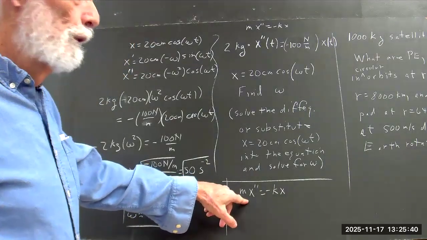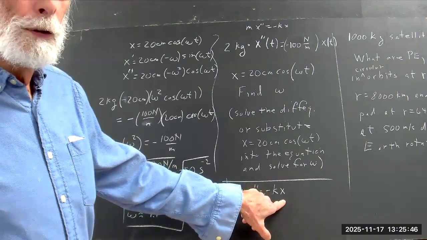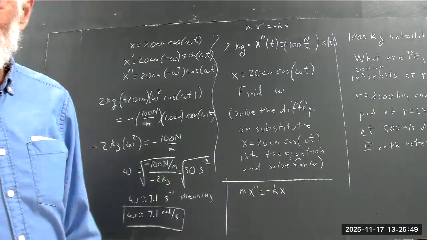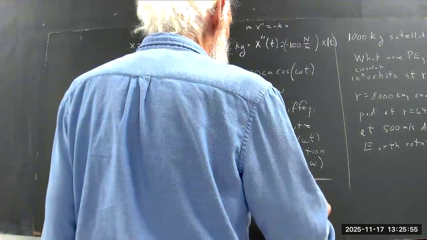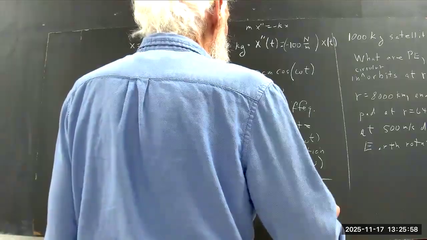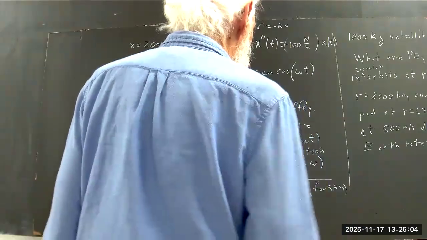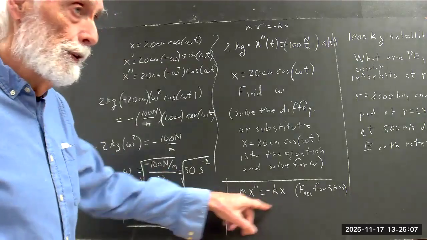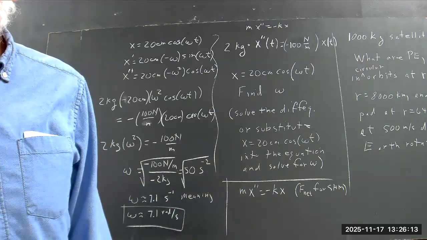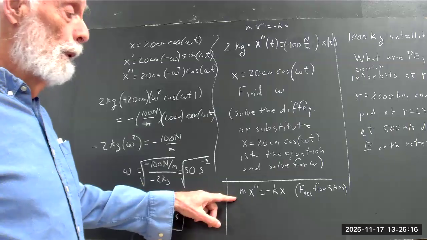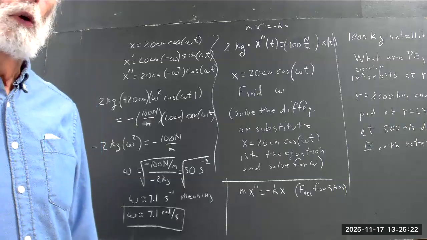And you just start with the idea m x double prime is your net force. Negative kx is the net force, in this case, for simple harmonic motion. This is the only way you get simple harmonic motion. Simple harmonic translational motion. Simple harmonic rotational motion, you replace m by moment of inertia and k by a kappa, which is a Greek letter that looks a whole lot like k.